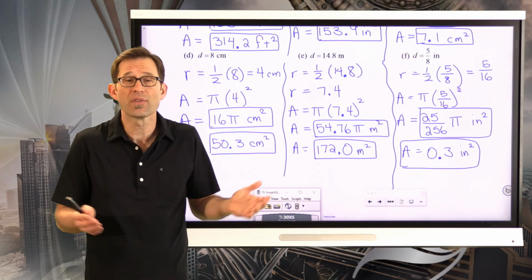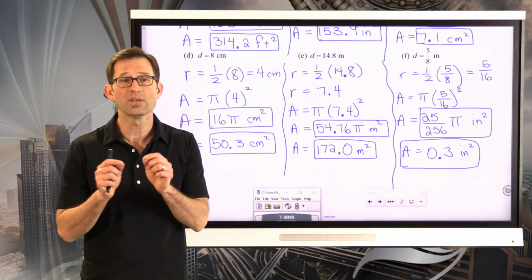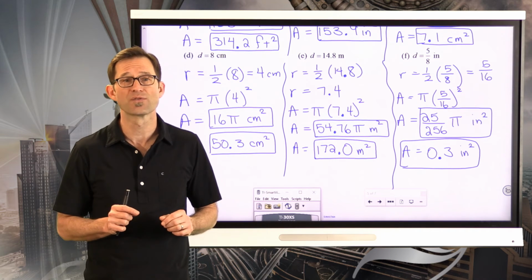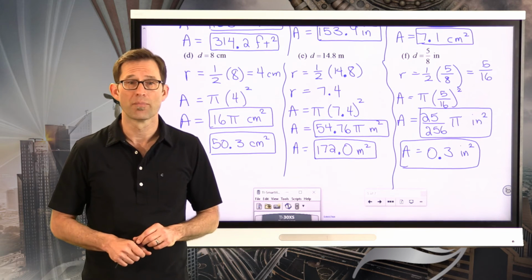All right, but really, at the end of the day, there's nothing all that new here other than the fact that I'm just taking these radii, substituting them into this formula, multiplying them by themselves, right? Squaring them, and then multiplying by the number pi.